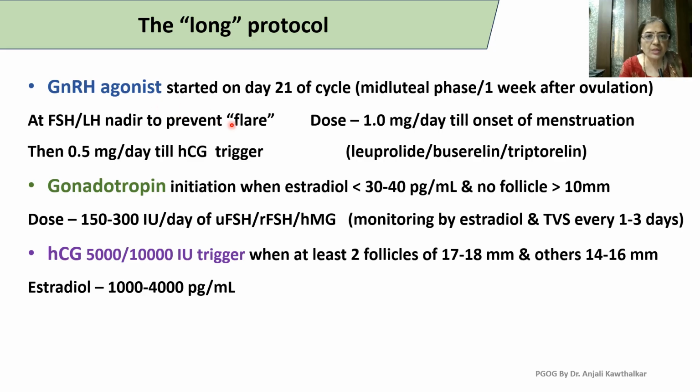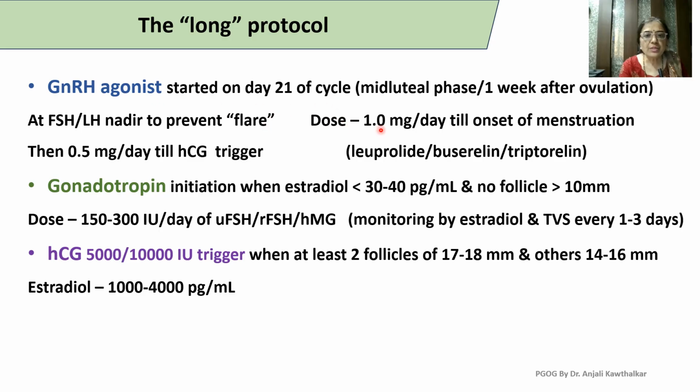Whenever we give GnRH agonist, initially for 2 to 3 days there can be an increase in FSH and LH, which is called a flare effect. This will not occur because the endogenous FSH and LH in the body are at the lowest level. There is a nadir here on day 21 of the cycle.